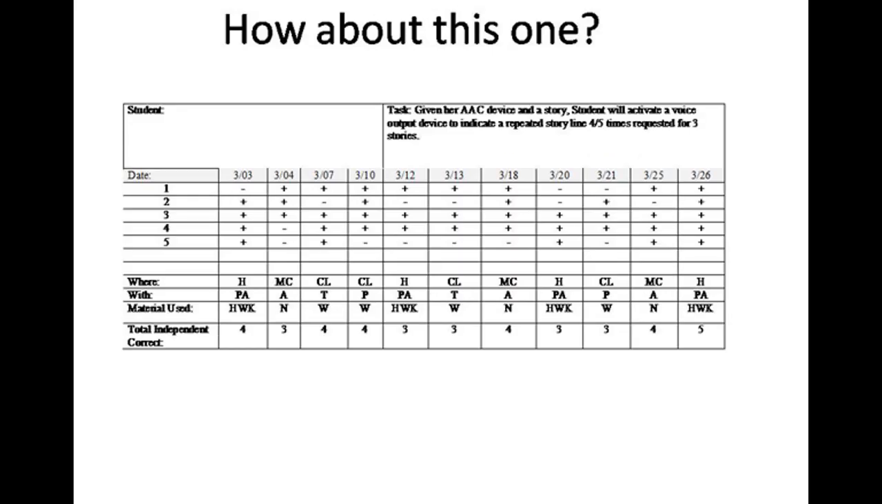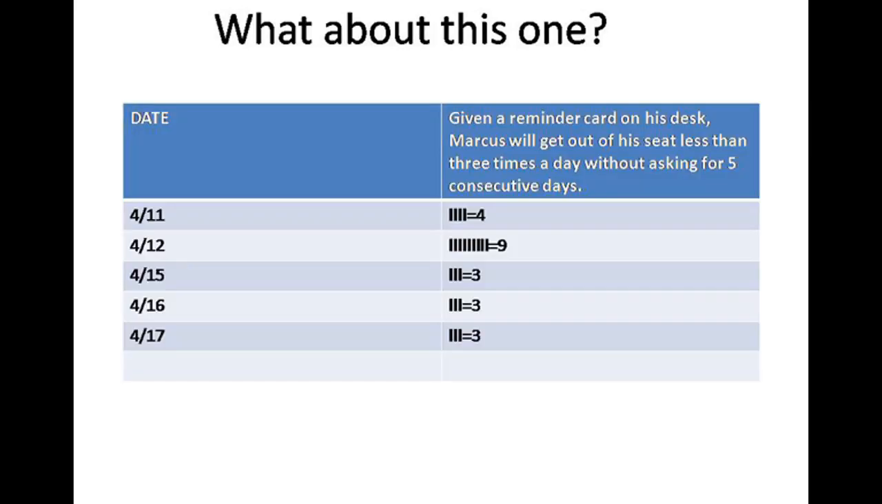How about this one? This is also a repeated trial, but they're only looking for one response from the student, and it's the same response, but they're giving her 5 times to activate her switch in a repeated storyline. What about this one? This is a frequency. We're marking down the number of times Marcus gets out of his seat.